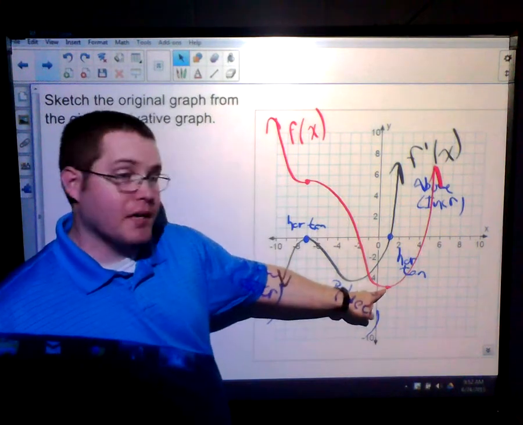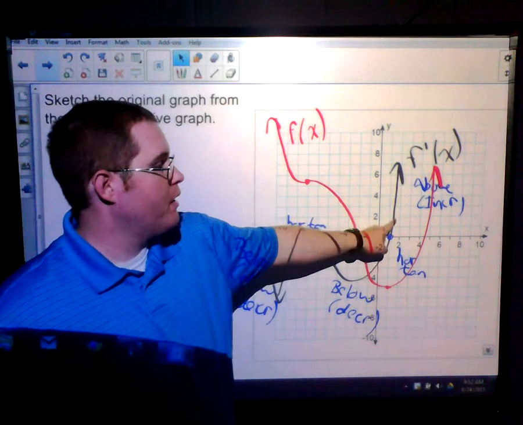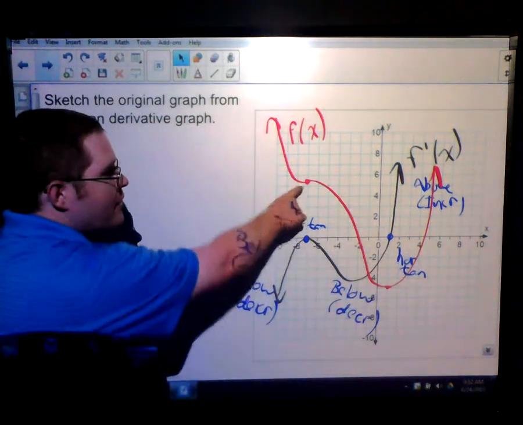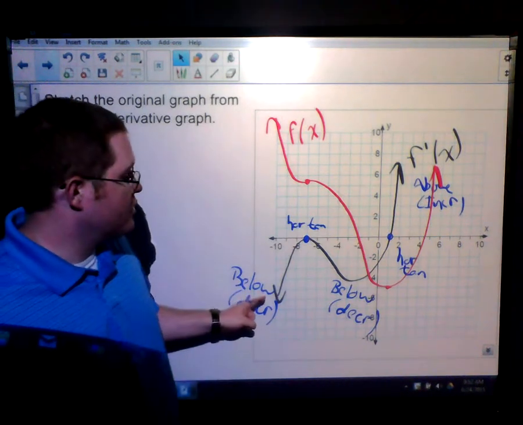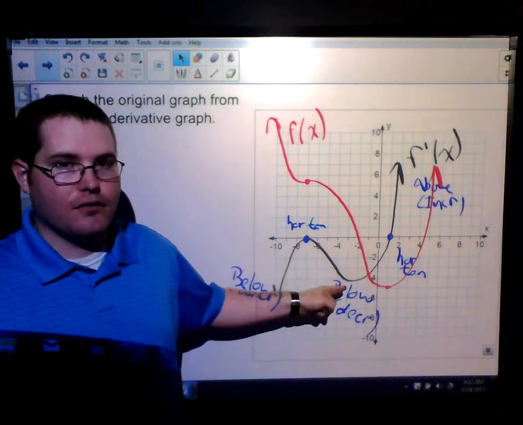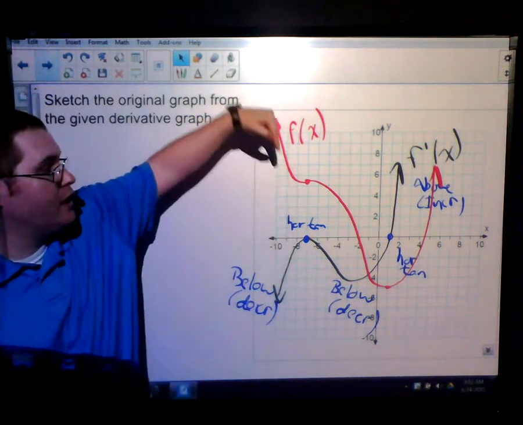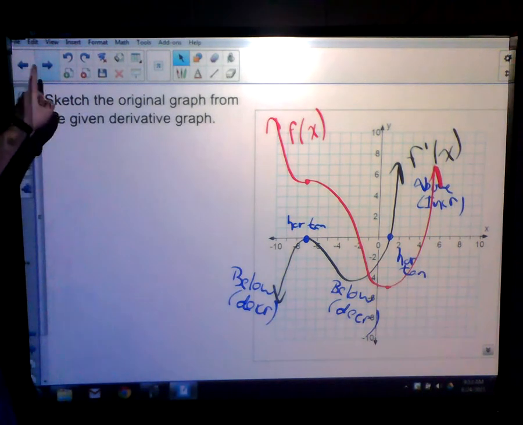This point over here is a minimum. You can see that. It's a minimum because the slope went from a negative slope to a positive slope. What about this point? It's not a maximum or a minimum. Why not? Because the slope was negative and negative. It didn't change directions, so it can't be a max or a min. It's still a horizontal tangent. It's still flat, but it's not a max or min.